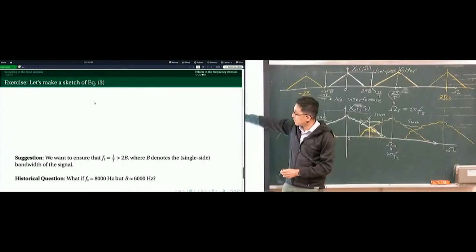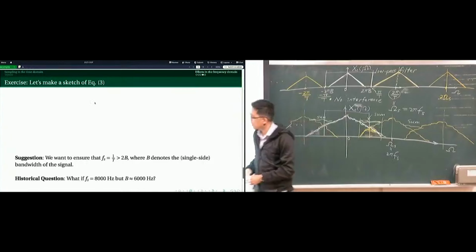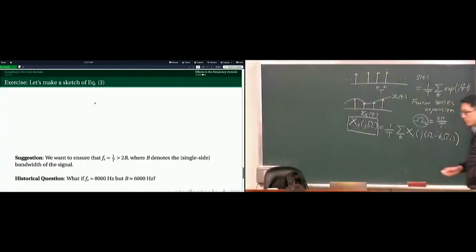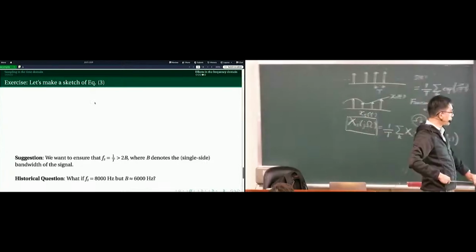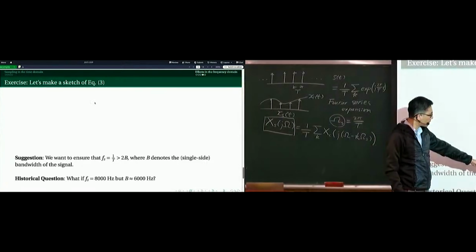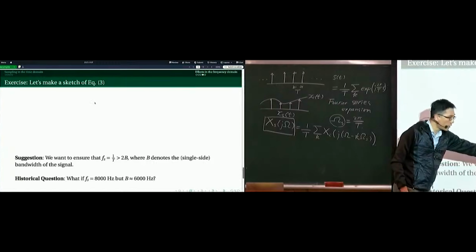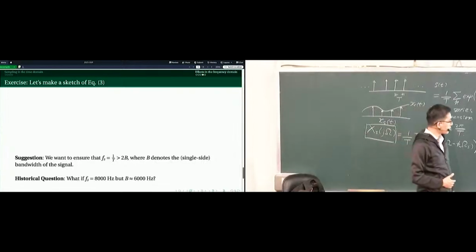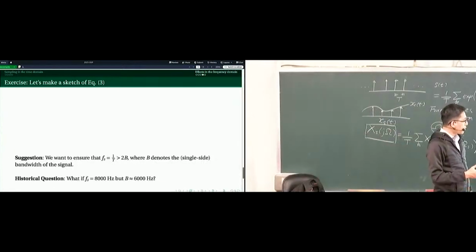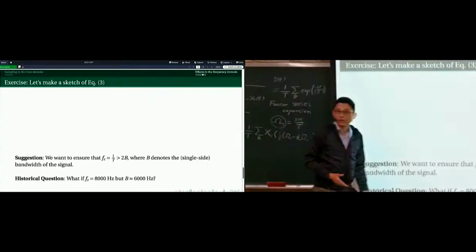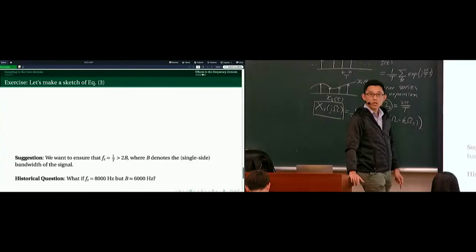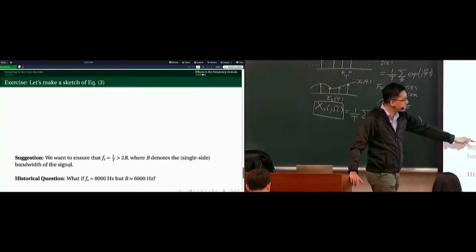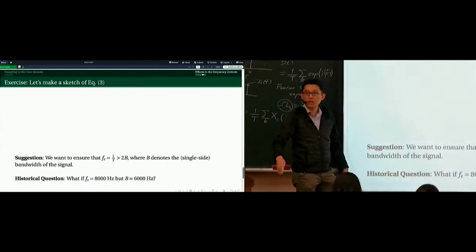So I'm making a suggestion that by observation, by this simple drawing, this sketch of the equation, we can reach a conclusion that we want to ensure that our sampling rate is bigger than 2 times the bandwidth. The engineering conclusion is that if you know your bandwidth beforehand, for example, if it is 20 kilohertz, then make sure your sampling rate is at least 2 times higher, 40 kilohertz, right?